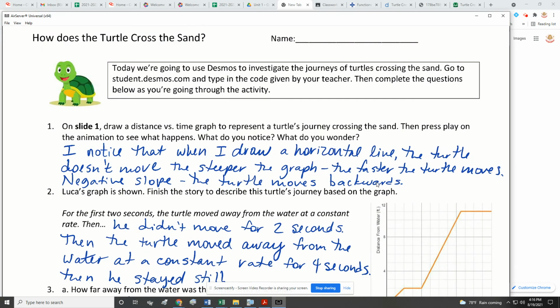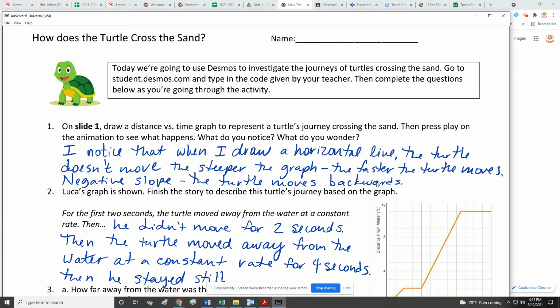Right, so I just have some possible answers that you guys might have come up with when you were doing the little turtle activity. I noticed the x-axis is time, the y-axis is distance from the water. So if you have a horizontal line, the turtle's not moving. The steeper the graph, the faster the turtle moves. A negative slope, the turtle's going to move backwards. So those things might have been something that you noticed.